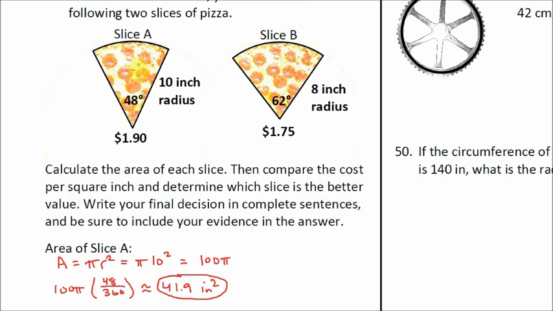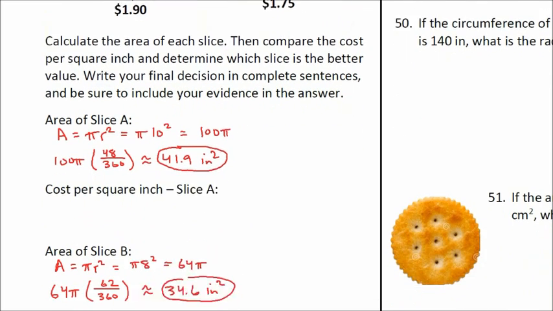And to get the better value, we have to figure out how much it costs for 1 square inch of this piece. And we're going to compare that to 1 square inch of the other piece. Whichever one is cheaper per square inch is the better value. It means you're getting more for your money.